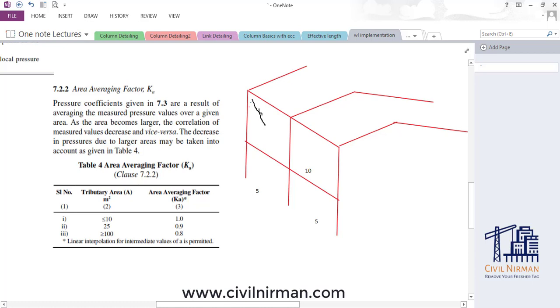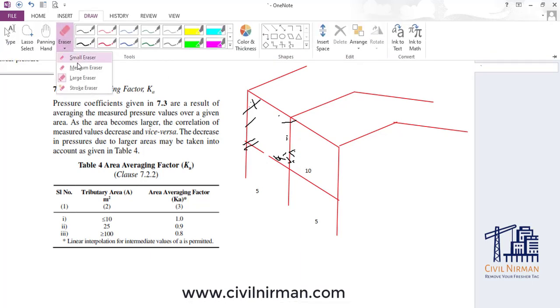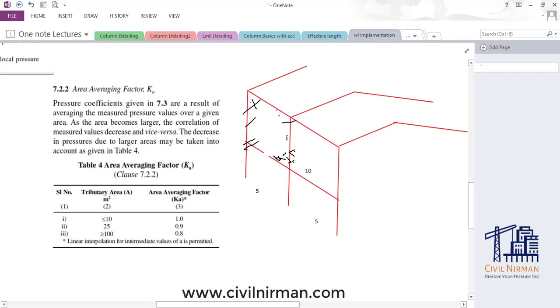So if I assume something like this, this particular will be my tributary area, right? So basically for 5 meter span, whatever the wind is applying over here, half of the loading will go to this particular column, and half load will be from this particular side. So ultimately for 5 meter and 5 meter part, if I consider 2.5 as a half part, the load distribution will be here in this region, right? So that will be my tributary area.